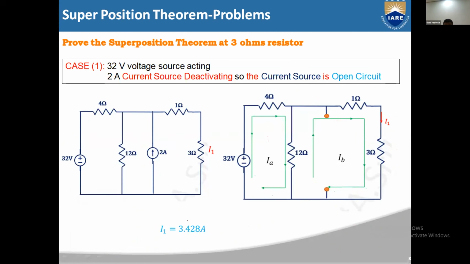3.428. Okay, I1 value. That is when 32 volts acting. Okay, all of you understand?